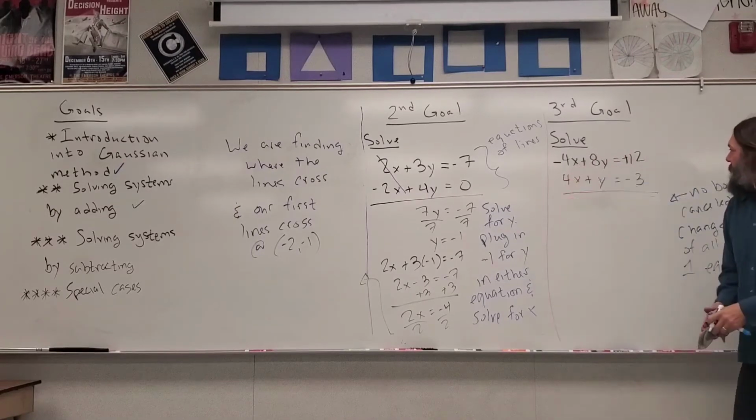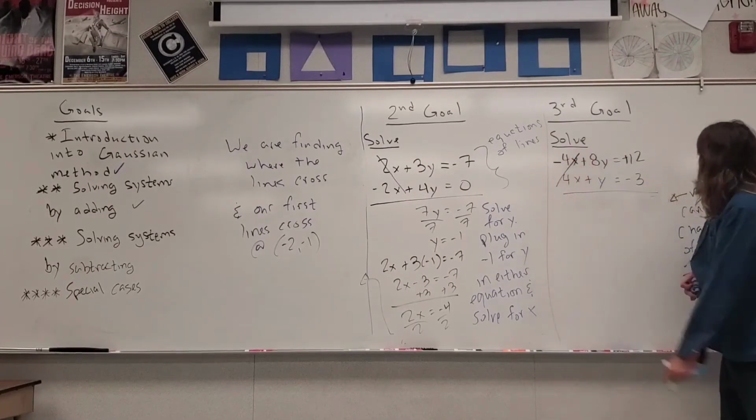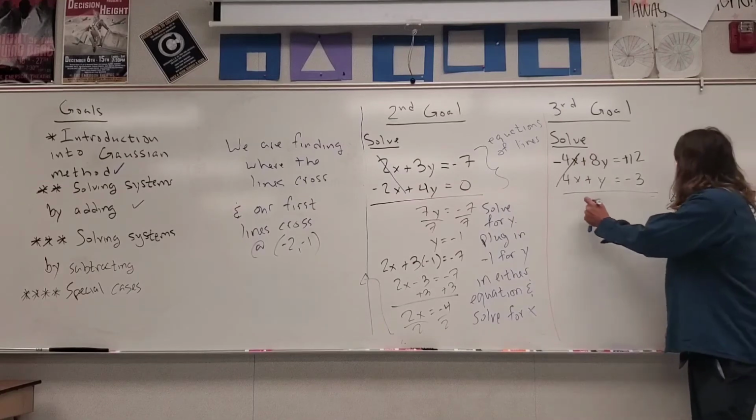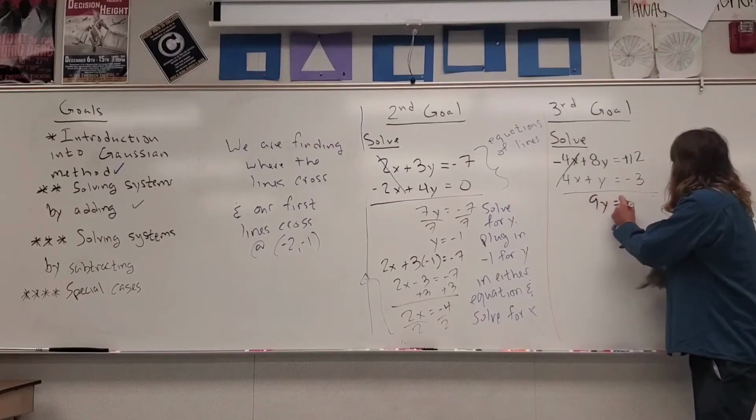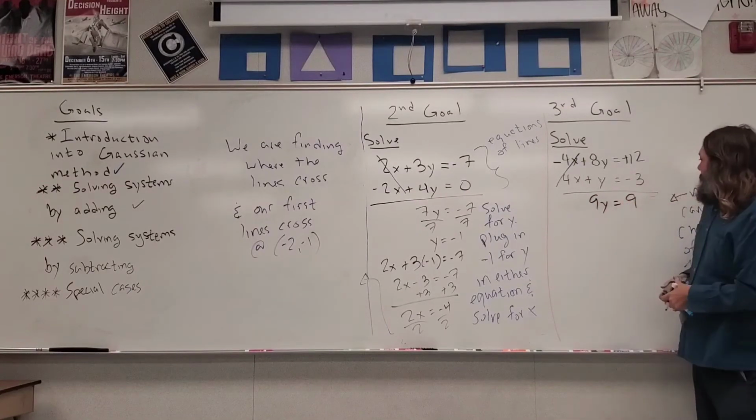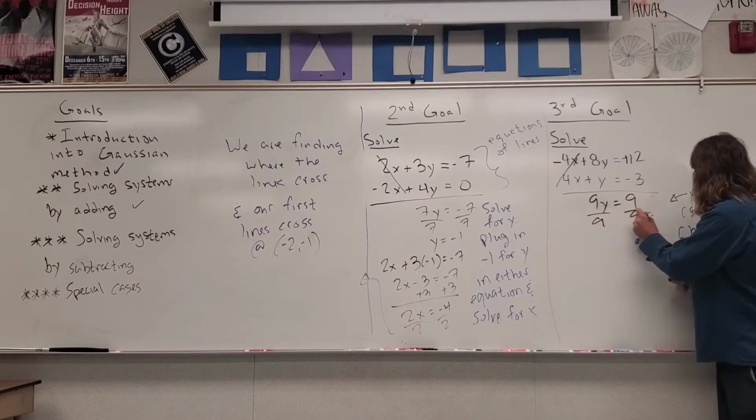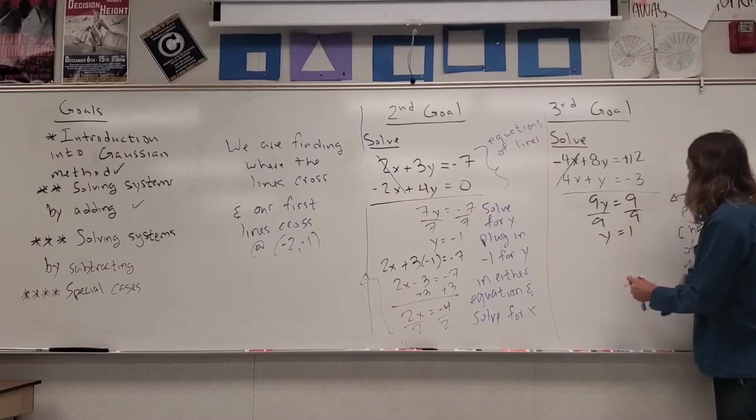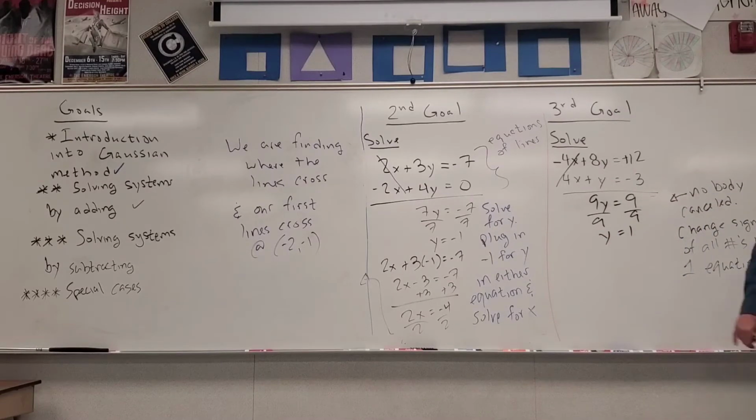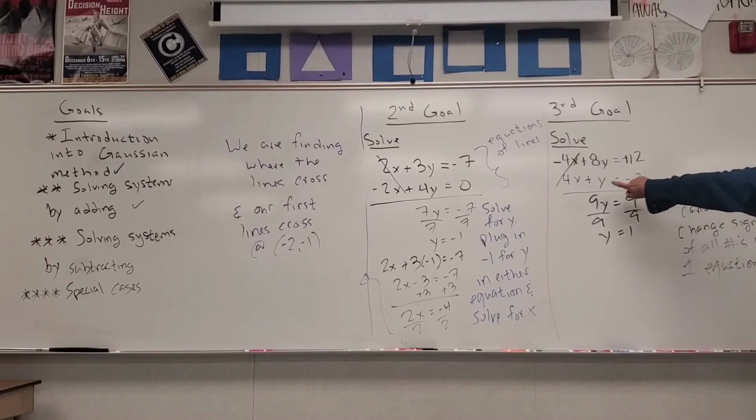And now what's going to happen, you're going to see, is again my x's cancel out. So now I get 9y equals 9. Again, I'm going to solve for y, so I just divide out the 9, and I get y equals 1. I can plug in 1 into either equation. I like the bottom equation because the y is simpler.